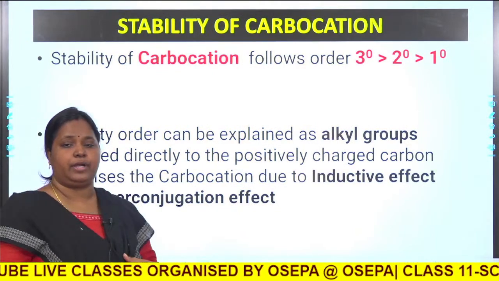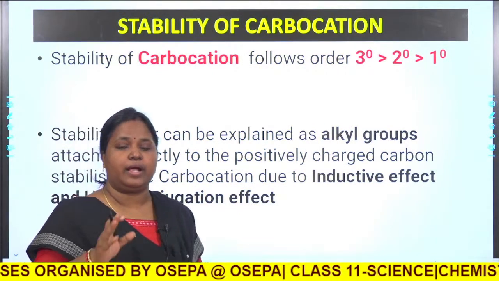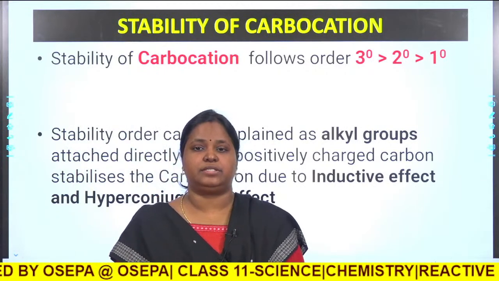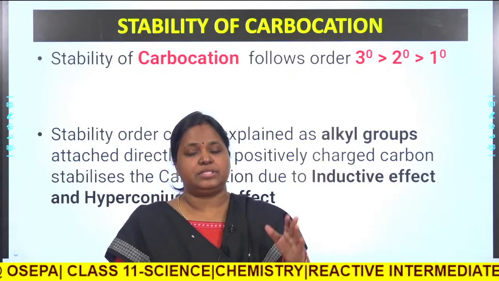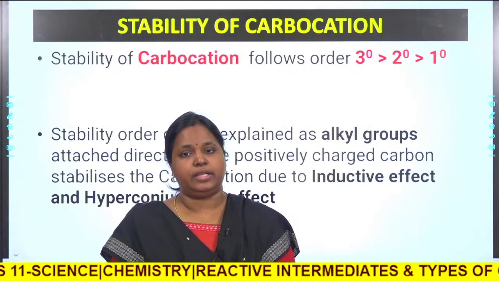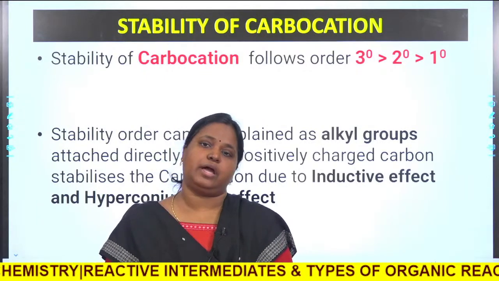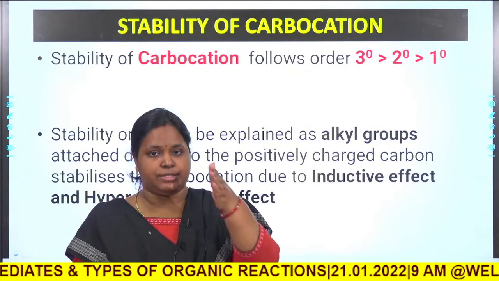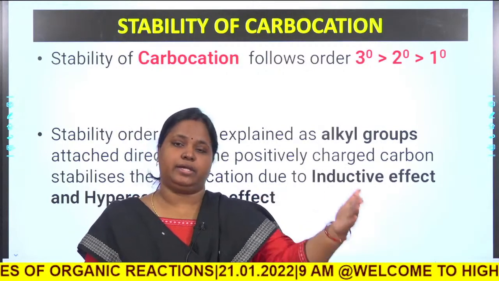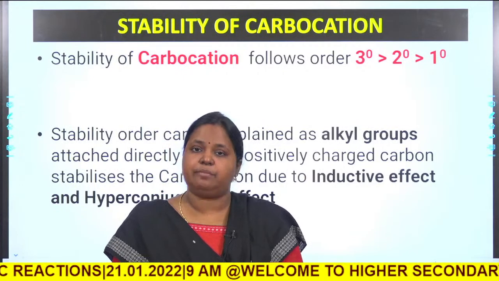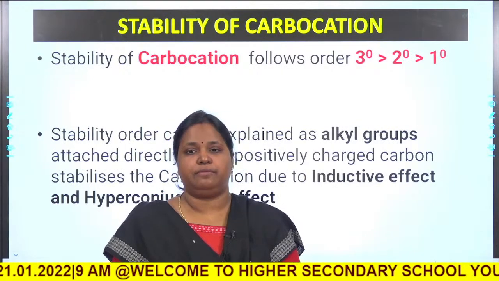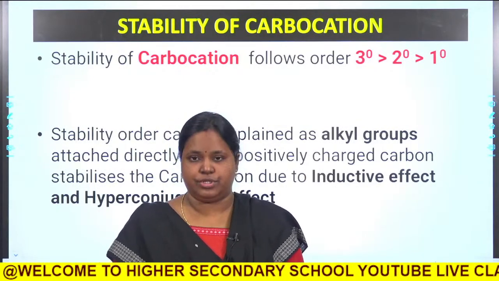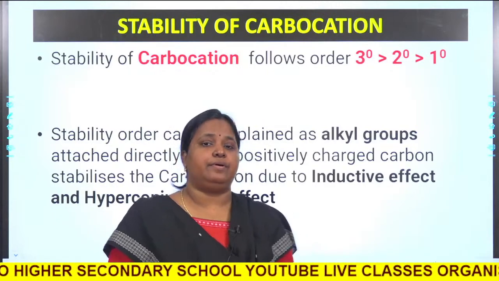Stability of the carbocation. What is the carbocation? A carbon bearing a positive charge is called carbocation. The principle which is applicable for alkene is also applicable for the carbocation. The stability order of the carbocation is tertiary, greater than secondary, greater than primary. And this can be explained with the help of inductive effect as well as hyperconjugation, and we will discuss it.